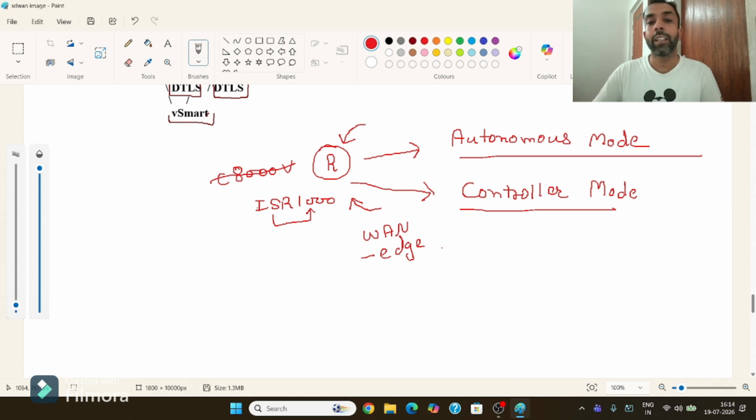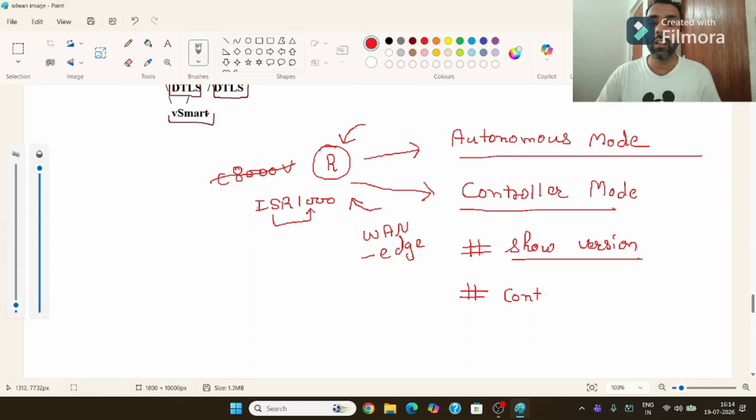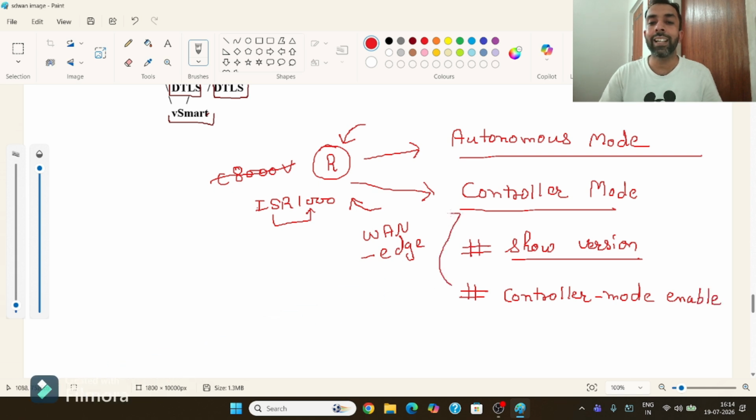Very easy. When you take the CLI access of your router, you are going to check the mode with a command. The command is show version. In the show version command, you will come to know about the mode of your router. And how can we change the mode? Very easy. In the enable mode or in the privilege mode, you are going to run the command controller-mode enable. If you enable this mode, your router will start running in which mode?